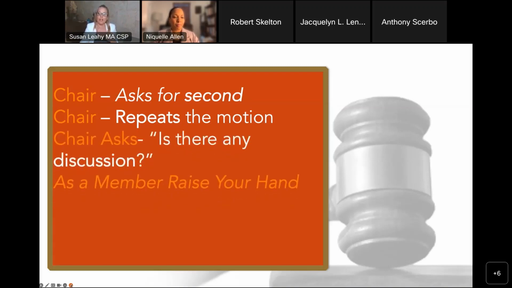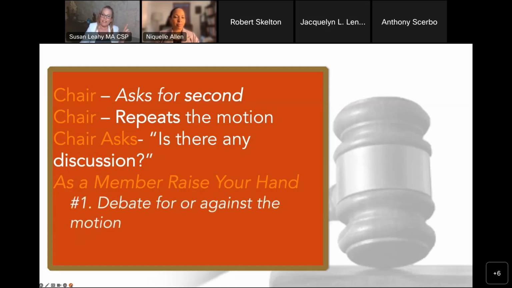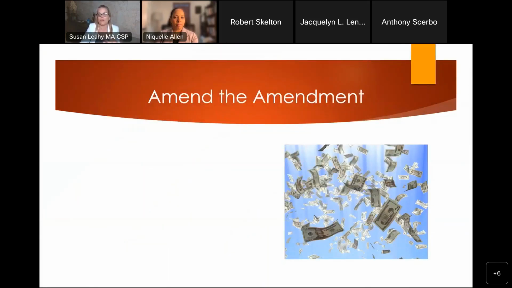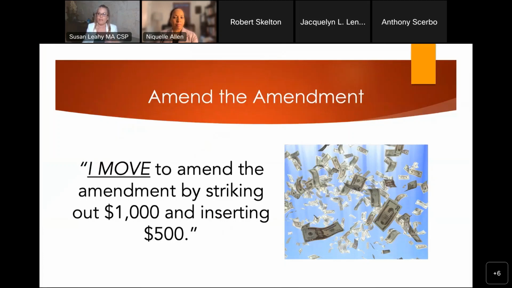So if the chair says, is there any discussion regarding the amendment? You can do one of two things. You can debate for or against the amendment. I agree with the amendment, I disagree with the amendment, or you can make another motion. All right, so hopefully what you're doing here is you're getting the rhythm of Roberts, because that's where a lot of people get tripped up, is that they don't understand the rhythm. And so every time we're dealing with a business item, it feels disjointed and we feel a little bit lost. There is a rhythm to the process of making any business decision, right?